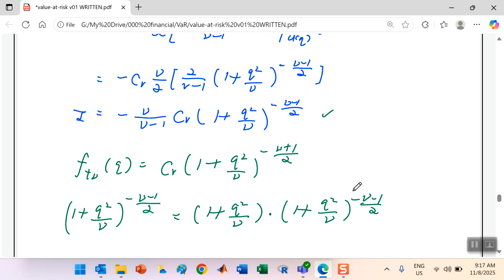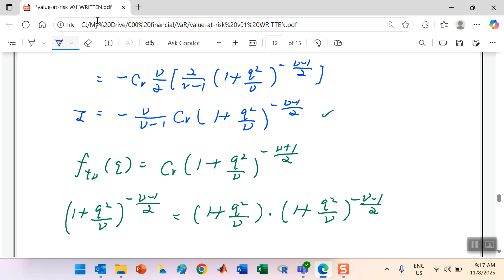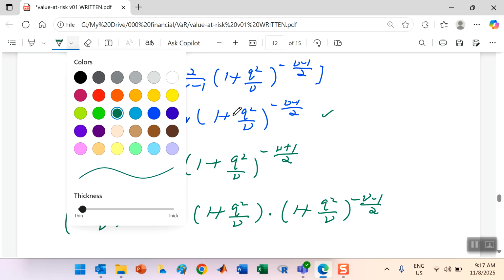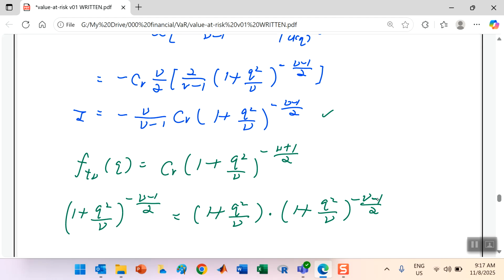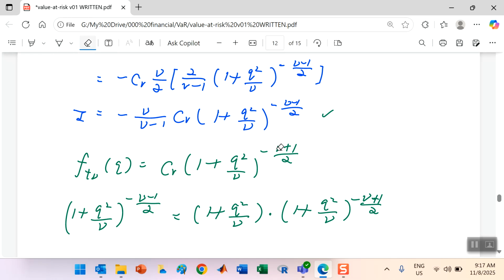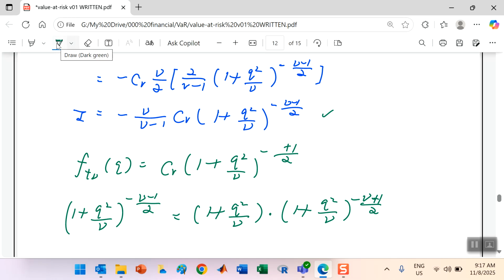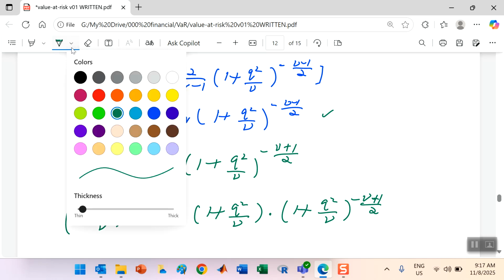Okay, so this basically will be, sorry, this will be plus 1. Because this one is minus 1. If you have plus 1, then this is equivalent to this. This is the mu, the degree of freedom. Okay, now we can just substitute back or change this back to the ft.